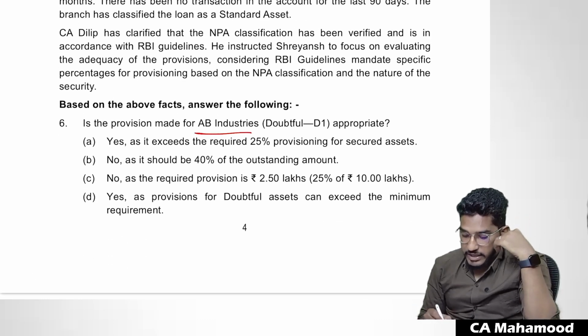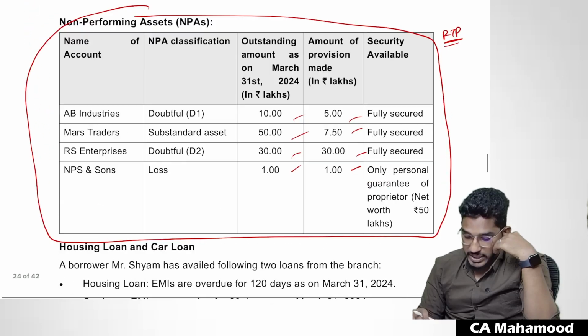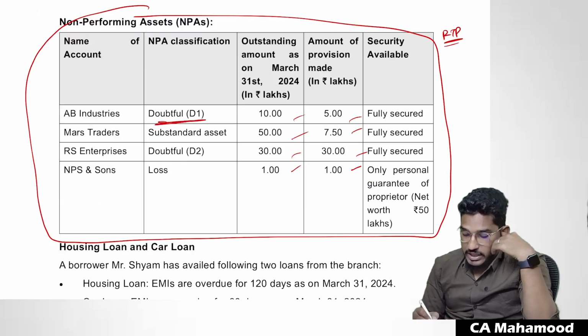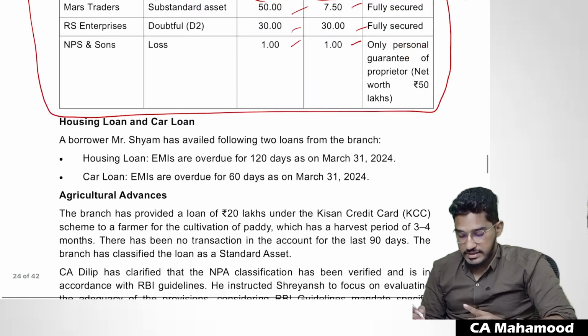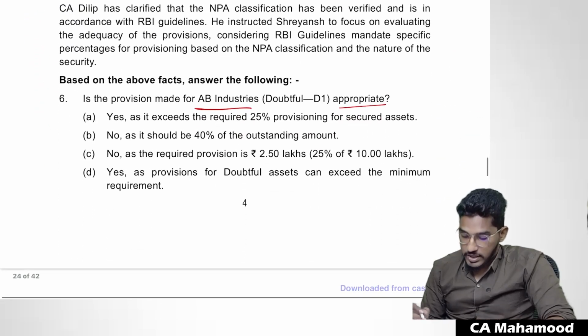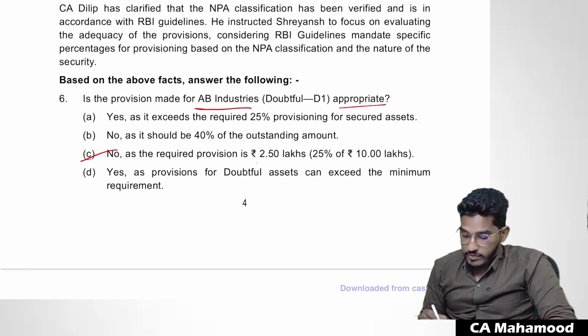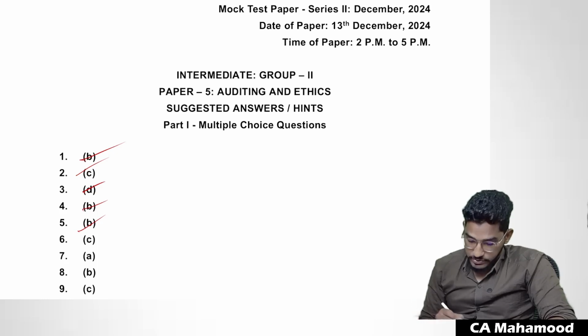Is the provision made for AB Industries appropriate? So AB Industries is in doubtful category. If it is a doubtful category and fully secured, how much provision is required to be created? 25% of the provision is required to be created. So 10 lakhs into 25%, 2.5 lakh rupees of provisions required to be created, but they created 5 lakh rupees. Is it correct? No, it is not correct, as the provision required is only 2.5 lakh rupees.